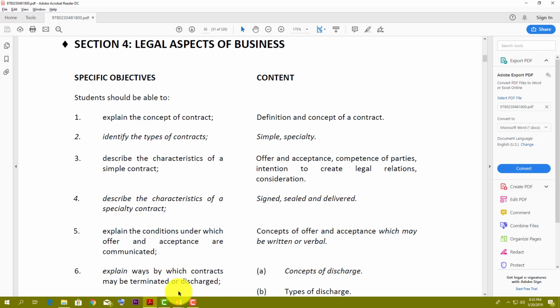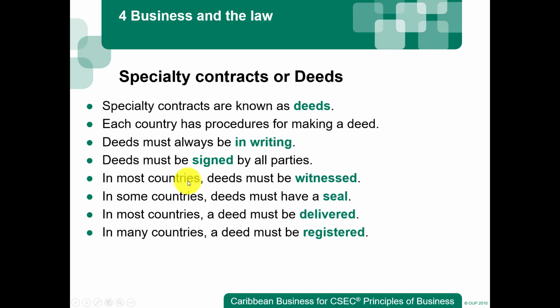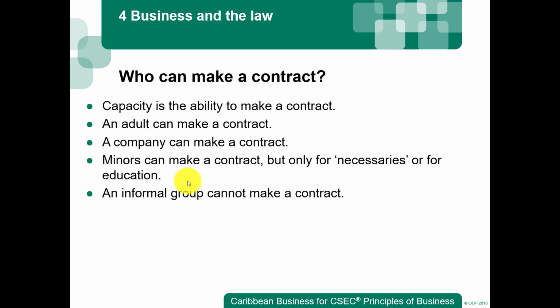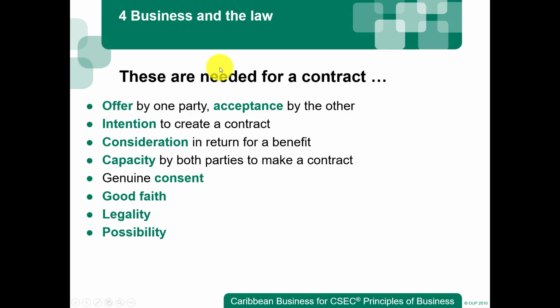Let's go through what makes a contract a contract. These are needed for a contract. These are the characteristics, the features of a contract. All these things must be present for there to be a contract in the first place. So, offer by one party, acceptance by the other. One party makes an offer, and once the other party accepts, then a contract is being formed right there. It's in the initial stages.